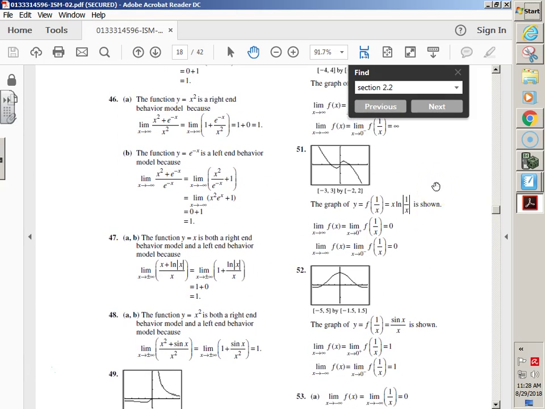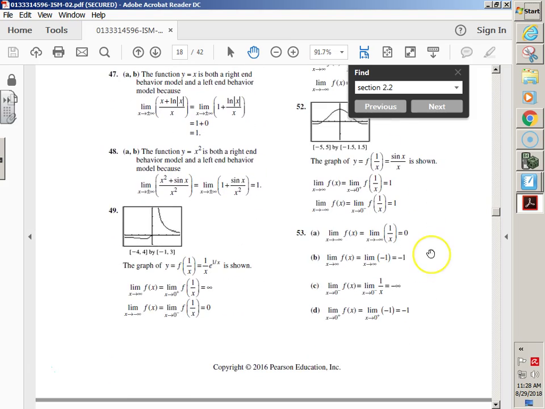Did you have 47? Yeah, it has the same behavior. There's both a right end and a left end going to positive infinity and negative infinity. Why? Because sine, whether you're going to positive infinity or negative infinity, is still stuck.